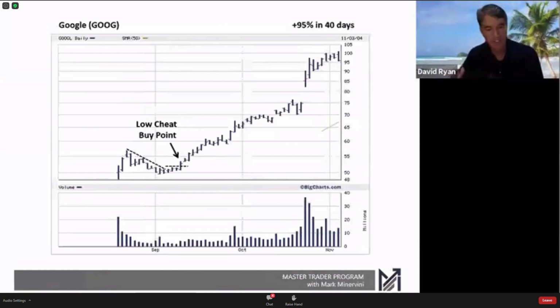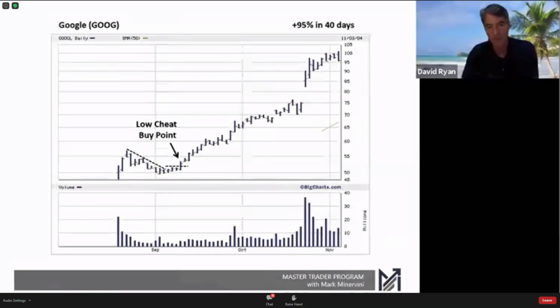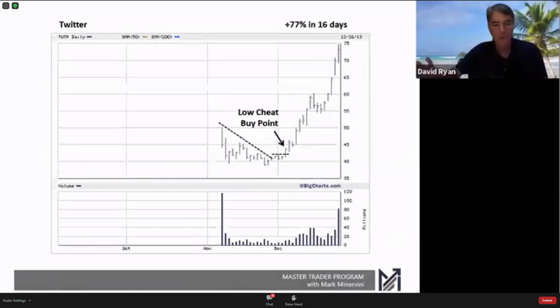I like to make the analogy that a stock is like a rocket blasting off from the launching pad. You need that huge fuel, that huge volume to get that rocket off the launching pad. But once it gets into orbit, then it doesn't take much to keep pushing that thing higher. So the volume can actually contract as it's going through a longer term move.